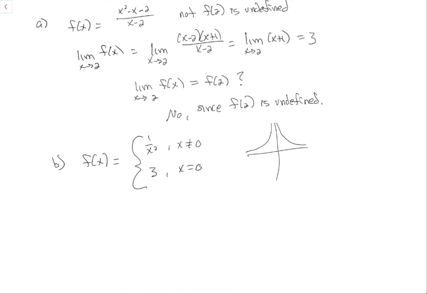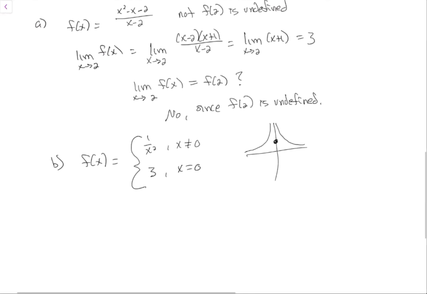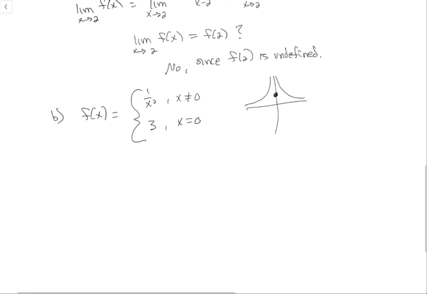And then at x equals 0, we're defining the function to be 3. Now, obviously, visually, we're picking up our pencil, right? So there is no continuity at this point, but let's discuss in terms of our limit definition.